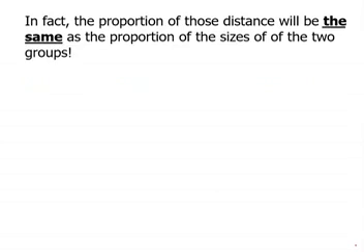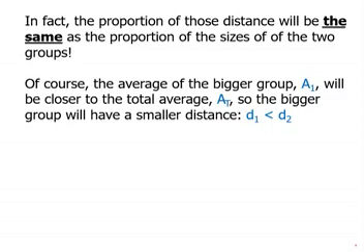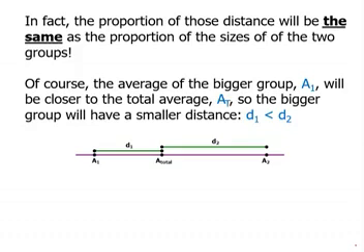In fact, the proportion of those distances on the number line will be the same as the proportions of the size of the 2 groups. Of course, the average of the bigger group will be closer to the total average, so the bigger group will have the smaller distance. So again, 1 is the bigger group, so it has D1, the smaller distance. But if we take the ratio of those distances and the ratio of the sizes of the groups, and of course we have to flip them over, big goes with small, small goes with big, we can set them equal, and it's the same ratio. Now, typically we don't set up that ratio, but we use that ratio to solve problems.